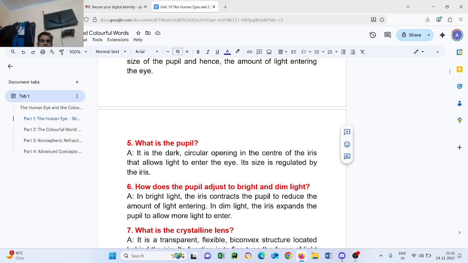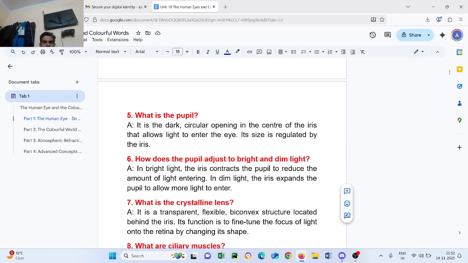Question number 6. How does the pupil adjust to bright and dim light? In bright light, the iris contracts the pupil to reduce the amount of light entering. In dim light, the iris expands the pupil to allow more light to enter.